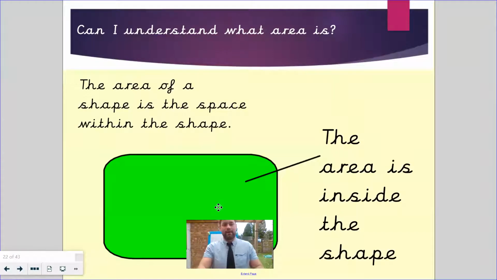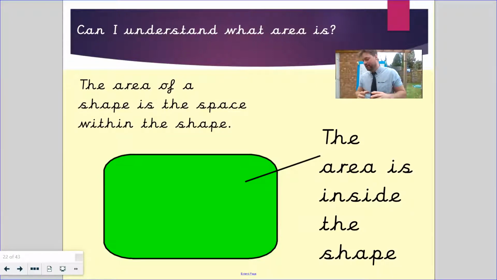So the area of a shape is actually the space within, inside that shape. Bear with me 1 second.